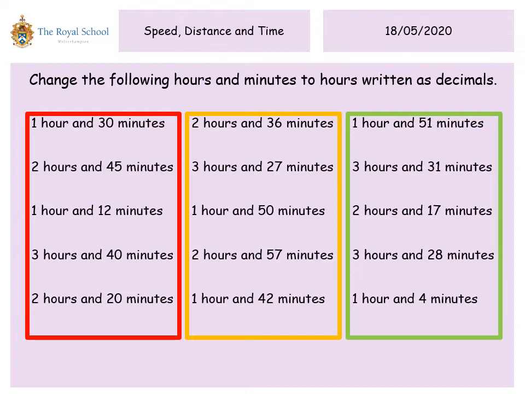So I've got 3 batches of questions here. Red questions are going to be the easier ones, the orange questions are going to be the more difficult, and then the green questions are going to be the most difficult in this batch. So I'd like you to convert these following amounts of hours and minutes into just hours, and definitely just as decimals, please, for this one. So I'd give yourself about 5 minutes to do these.